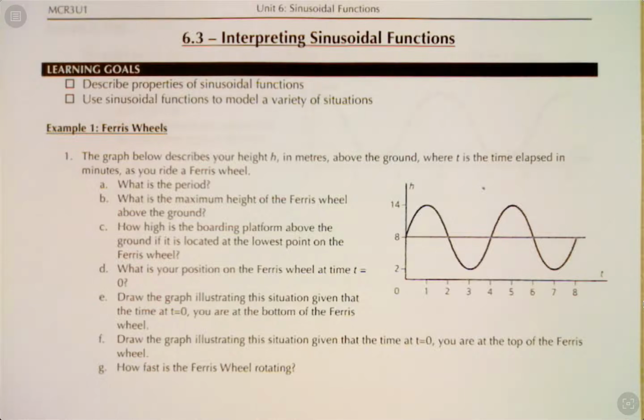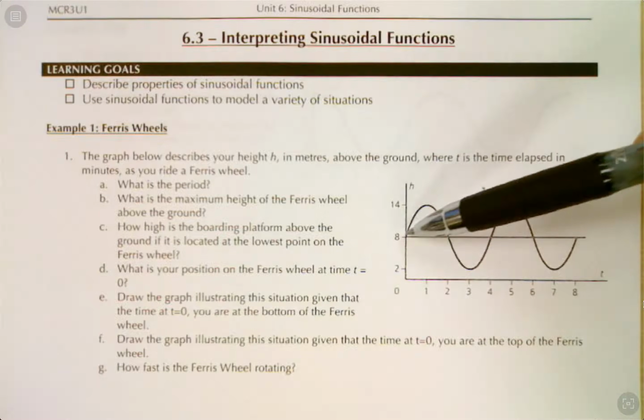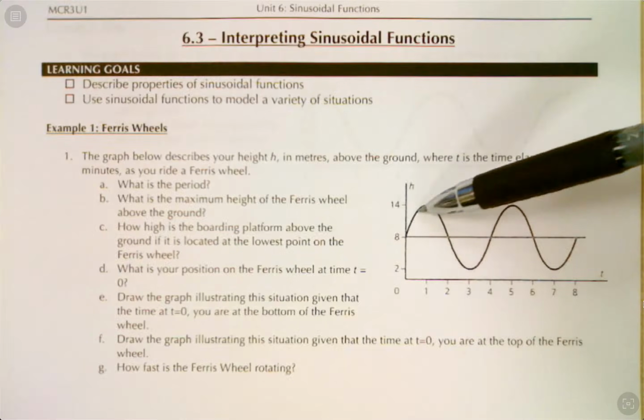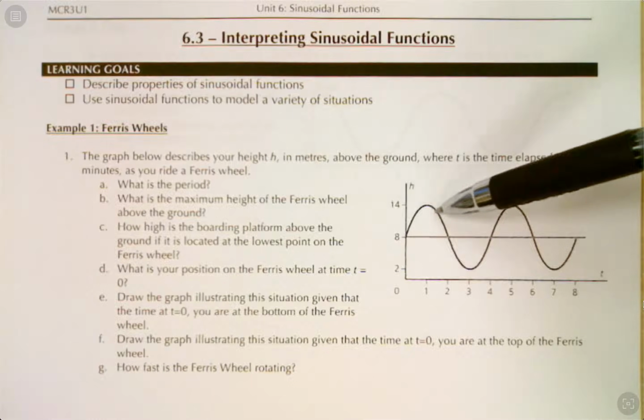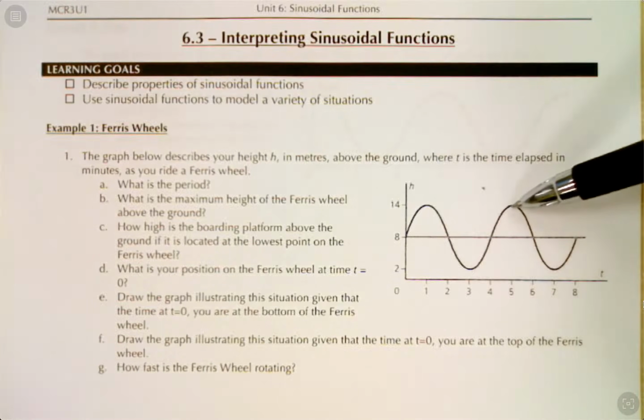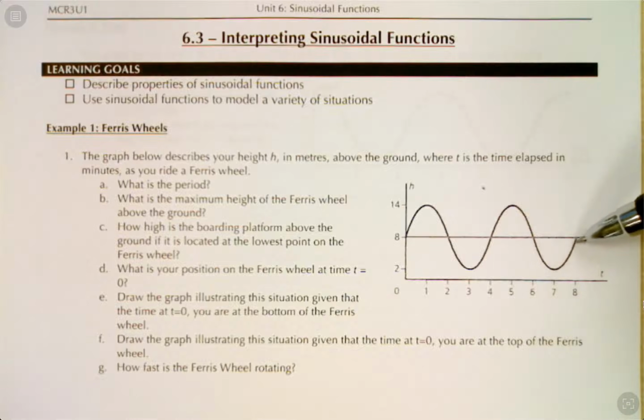The graph below describes your height in meters above the ground where t is time elapsed in minutes as we ride the Ferris wheel. So on this Ferris wheel, the ride starts in the middle. From the middle, we'll be going up to the top, the peak of the Ferris wheel, and then we'll be rotating down to the bottom, back up to the top, back down to the bottom, and then back up to the middle. So maybe we're loaded in, and then our ride starts when we're sitting in the middle of the Ferris wheel.